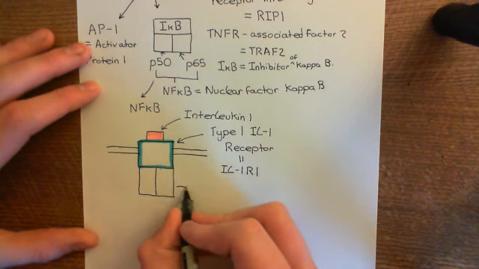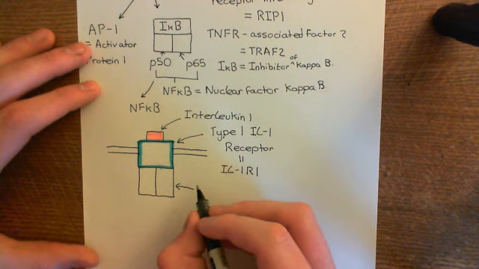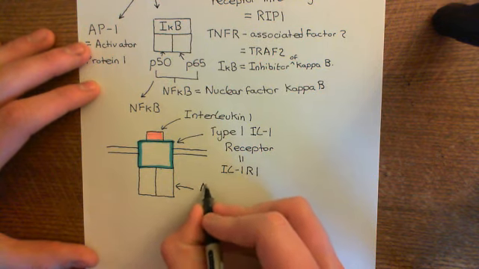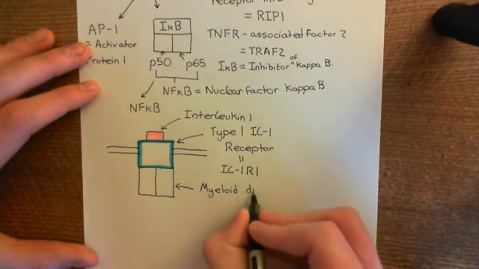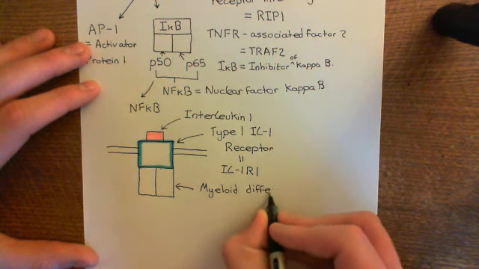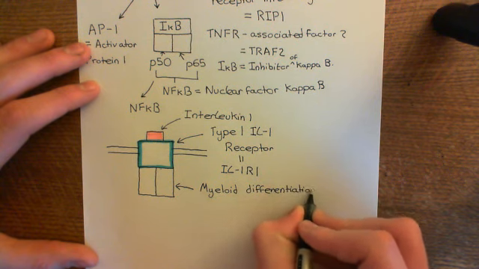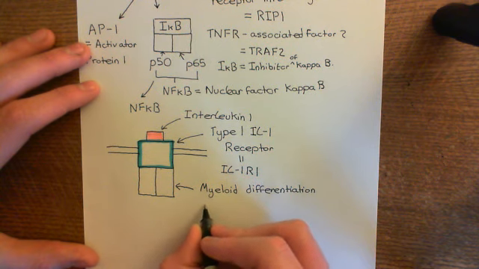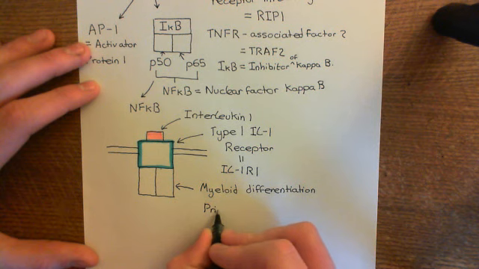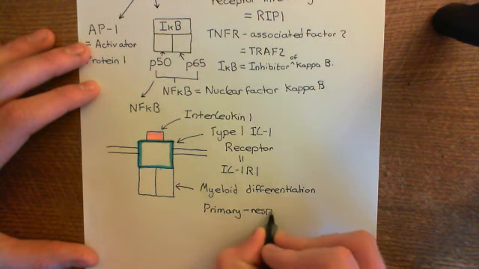Now one of them is what's known as the myeloid differentiation primary response gene 88. This is often abbreviated to MYD88, the myeloid differentiation primary response gene 88.